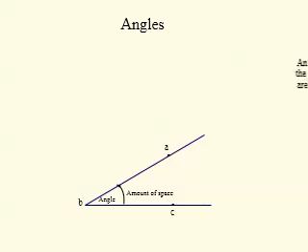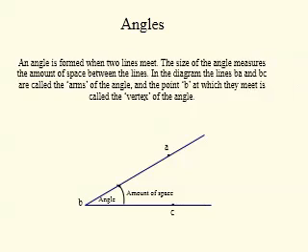We are going to explain about angles. As you look at this diagram, you will see that an angle is formed when two lines meet. The size of the angle measures the amount of space between the lines. In the diagram, the lines BA and BC, we call them the arms of the angle, and the point B, where the two lines meet, is called the vertex of the angle.